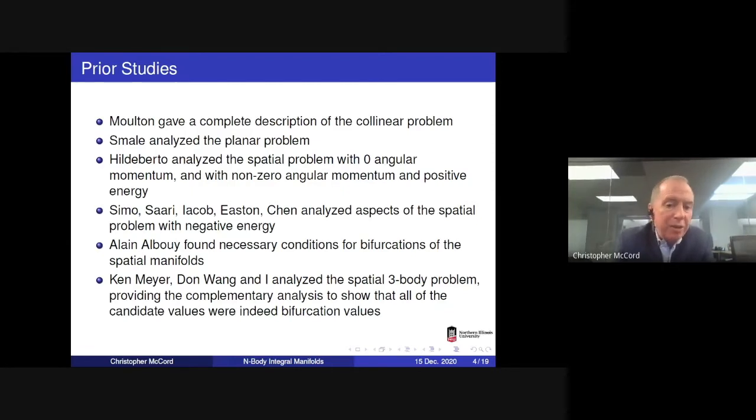About the same time, Ken brought Don Wang and I together, and we analyzed the spatial three-body problem, complementary to Alain's work. Alain had found the necessary conditions for bifurcations. We were able to compute the homology groups in the intervals between those values, and show that each region had distinct homology. Therefore, if the homology changed, the manifold must have bifurcated, and therefore all of the places that Alain had shown were the necessary conditions for bifurcation were in fact sufficient.